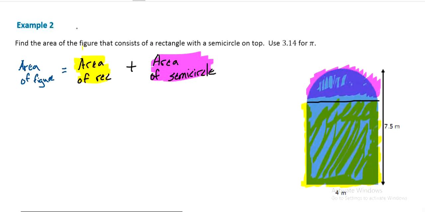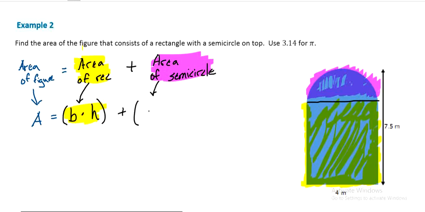Okay, so let's instead of area of figure, I'll just write that as A equals. And then let's start filling in. Let's make this rough draft a little cleaner. Area of a rectangle, well, you find the area of a rectangle by multiplying the base by the height. So there we'll put that. We'll add that to area of a semicircle.